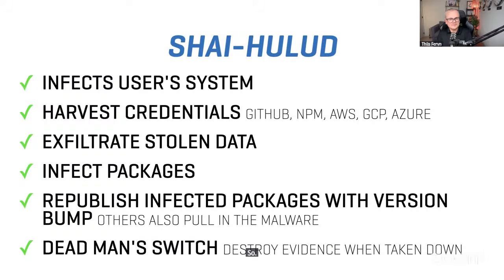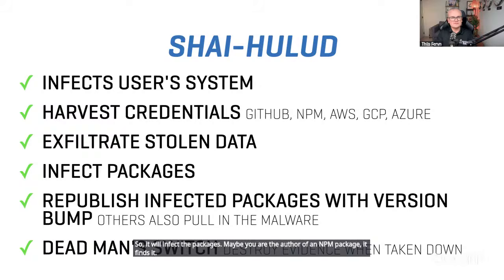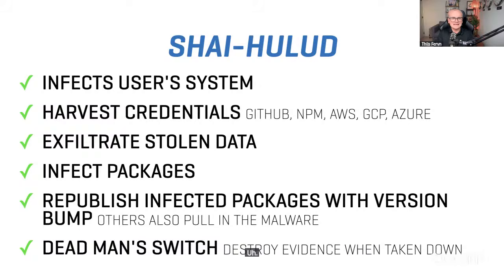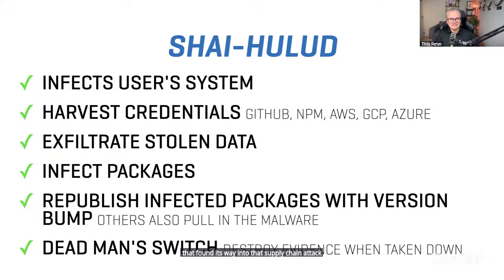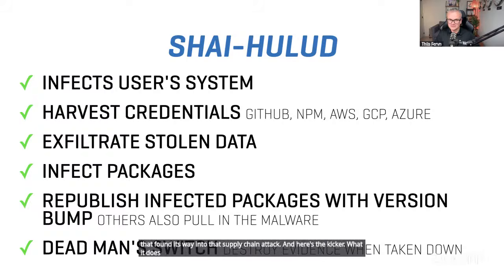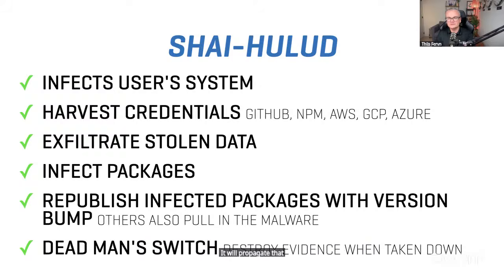So it will infect the packages. Maybe you are the author of an NPM package. It finds it, it puts the JavaScript code in it. The folks at GitLab have written a pretty good blog post on it and showed some actual code that found its way into that supply chain attack. And here's the kicker. If it has those credentials and it infected the packages that you're the author of, it will propagate that and push it with a new version. So all of a sudden, these really popular NPM packages have a new version, a minor version that is bumped, but it's the one that is infected. And thousands, maybe even millions of other systems just pull that in. And the chain goes on and on and on.